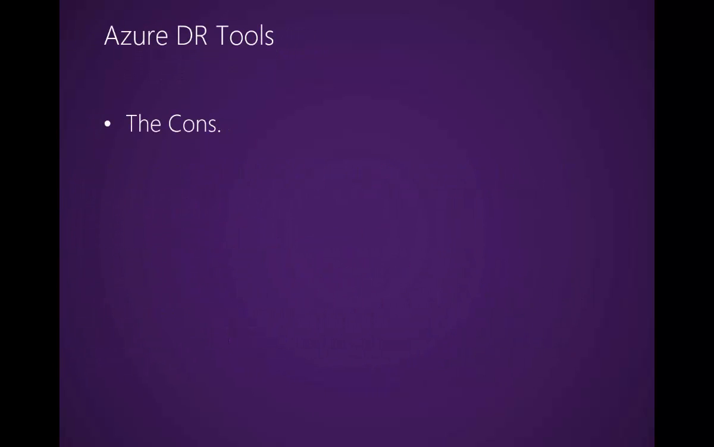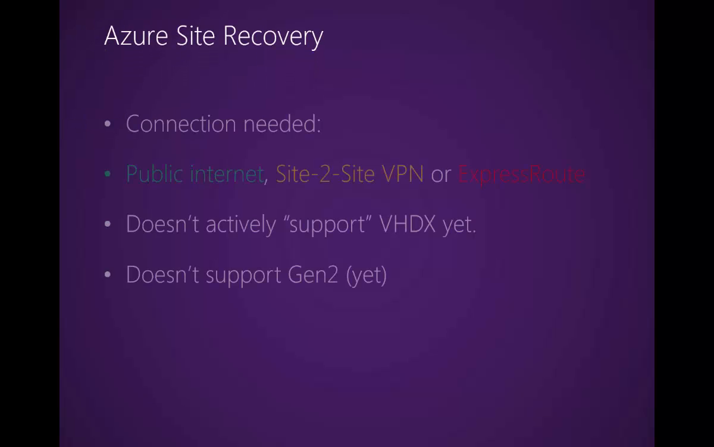So a few of the cons, and depending on how you look at it, they're not really cons. So you do need a connection, and the connection is dependent on the type of scenario that you choose. So if you have just a VHD scenario where you don't have any physical machines running, you could in theory push this all over public internet pipe. So just your normal internet that you have going into your office, into your data center, you can use that to push up to Azure.